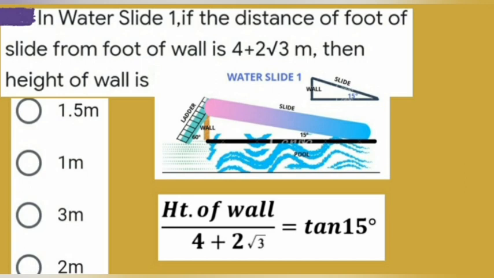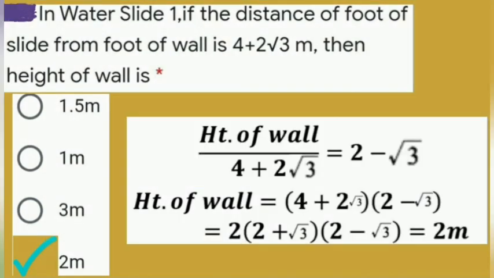So on putting the values, we don't know the height of the wall, but we know the distance. So we'll put it as 4 plus 2 root 3, and tan 15 degree, as we have calculated in the previous question, is 2 minus root 3. So on simply solving, we have the answer as 2 meter. Here you can see (2 plus root 3) into (2 minus root 3) can be solved using a square minus b square. Now moving on to the next one, that is slide 2.